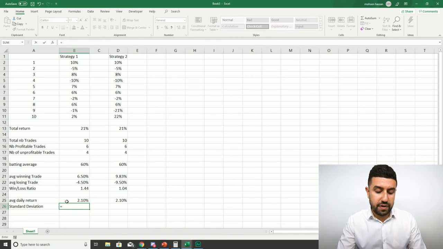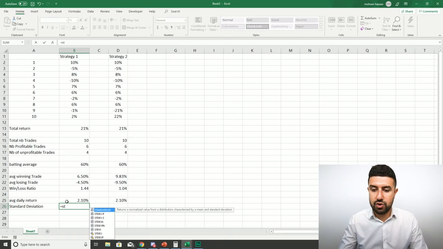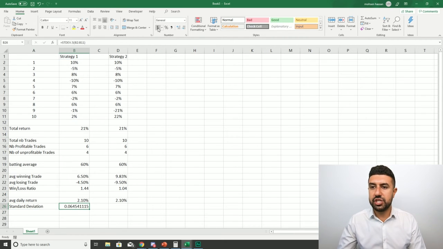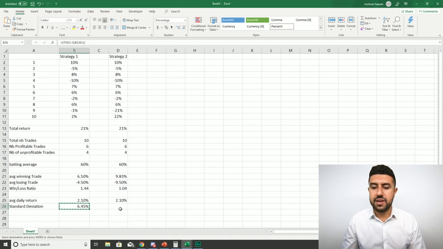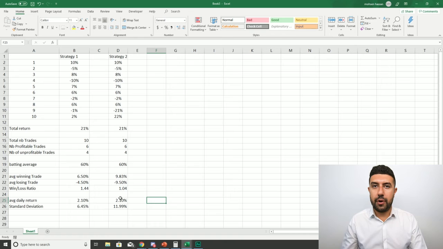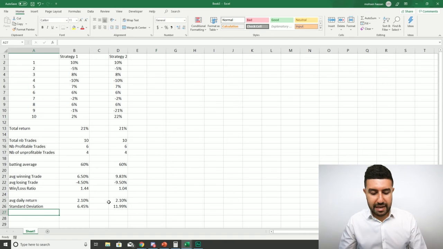And for this we just use the function standard deviation for a sample, and we just select these data points. And here we go. We have a standard deviation of 6.45%. And here, the standard deviation is obviously going to be higher. Here we go, almost 12%. So way higher. So now what we want to do is calculate the Sharpe ratio.